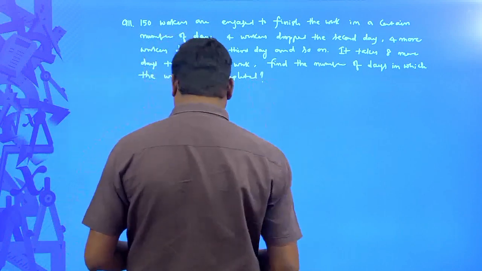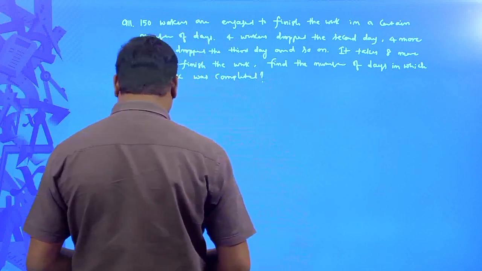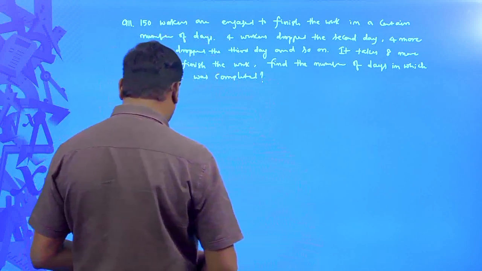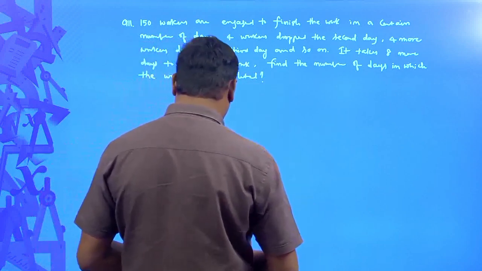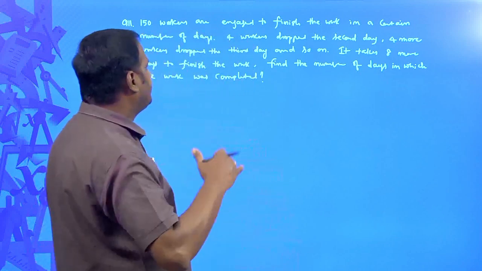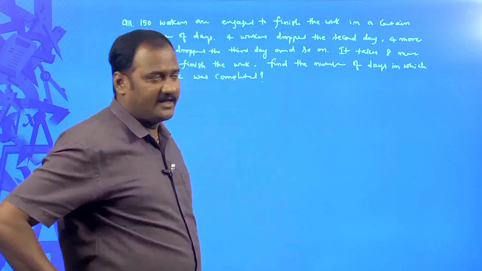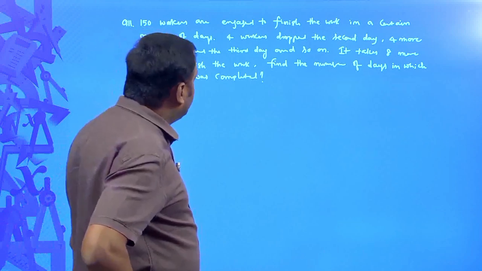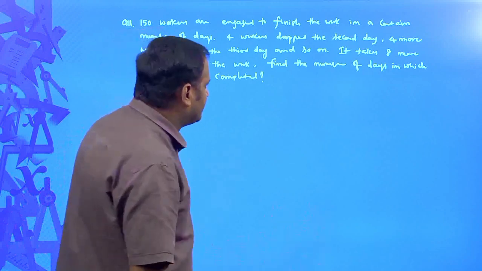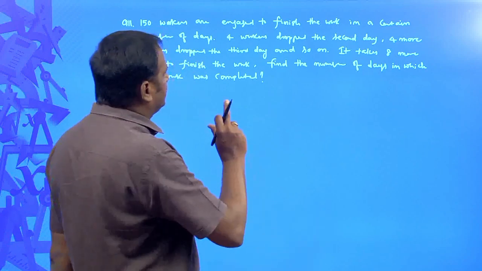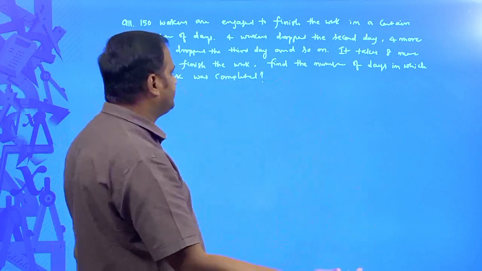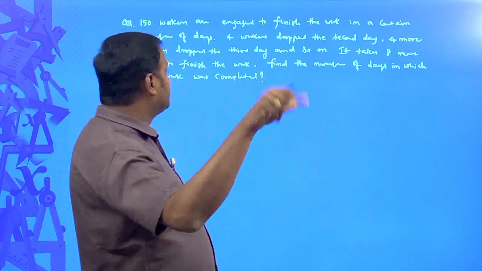See, this is the problem given, and how are you going to answer this problem? This problem is pretty much interesting, because it talks about 150 workers who were engaged to finish the work in a certain number of days. We do not know how many days are required to finish the work. 4 workers dropped the second day, 4 more dropped the third day, and then 4 more dropped the fourth day, and so on. It takes 8 more days to finish the work.